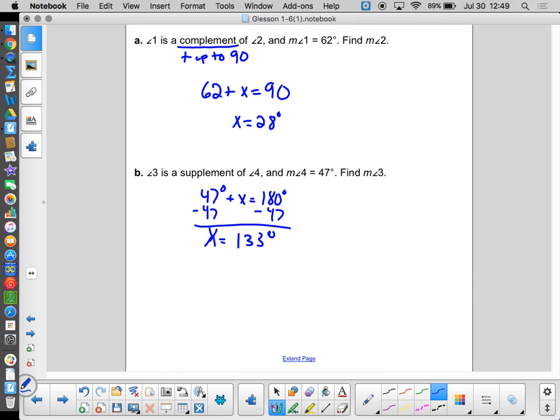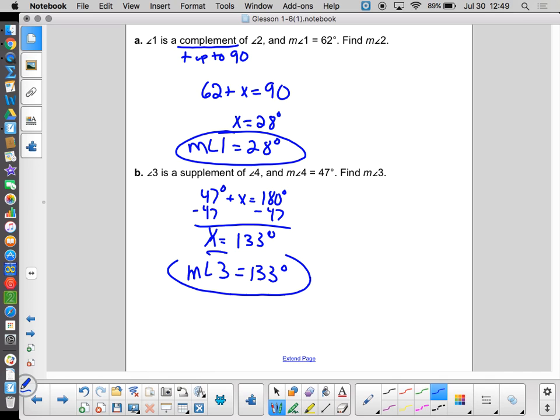And if I really want to express this, I should say the measure of angle 3 is 133 degrees. Just like up here, I should have said measure angle 1 equals 28 degrees. Make sure we state our answers saying exactly what we want them to say.